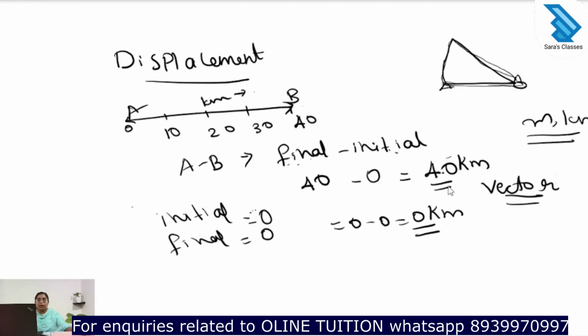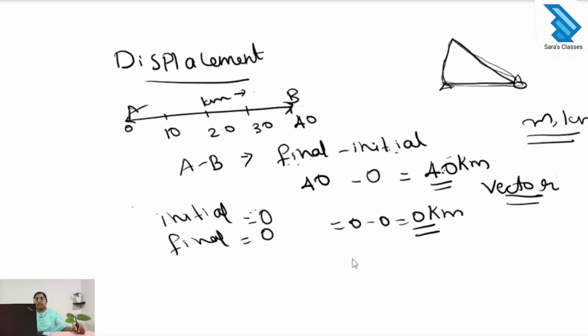For the displacement here, the magnitude is given and the direction is also specified. The next property of displacement is that displacement can be 0, it may be negative, or it may be positive. So that is the next property of displacement.